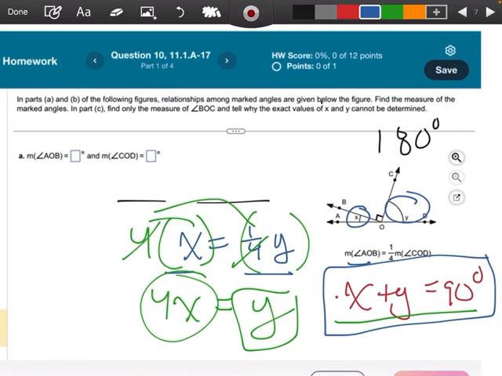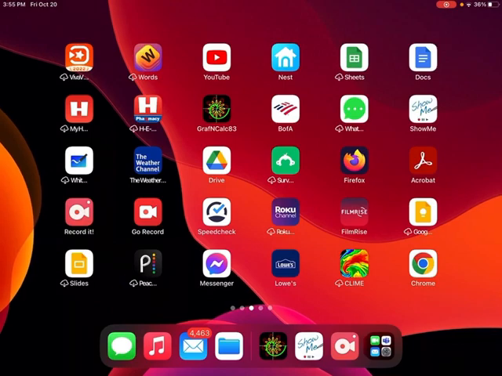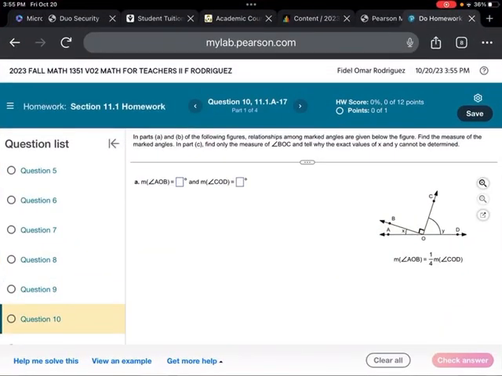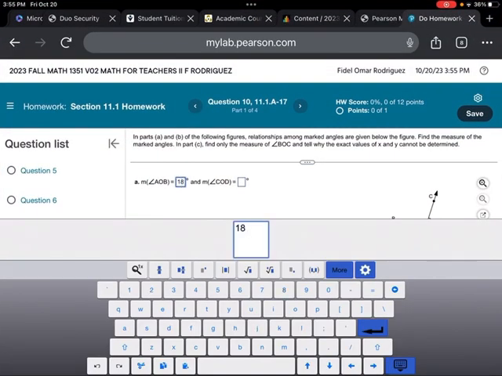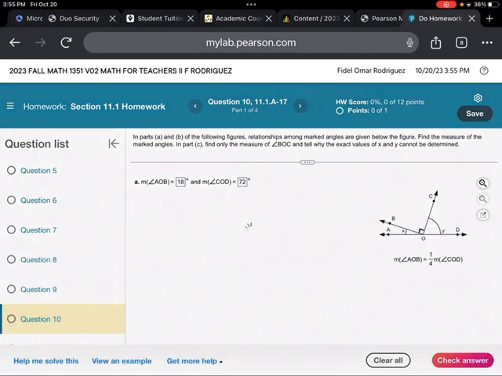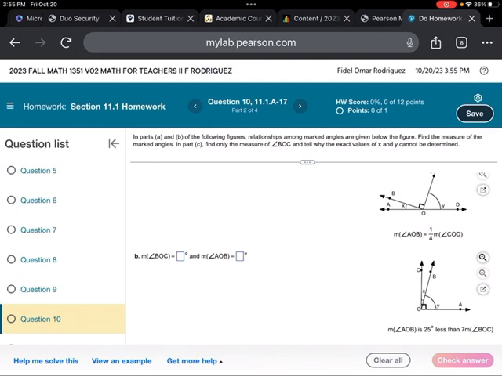So y'all, look, I'm going to come back. I'm going to write on my original picture. So this angle here is 18 degrees, and that angle there is 72 degrees. So look, AOB is 18 degrees, and this one is 72. So guys, I'm going to check my answer right over here. Okay, so I'm in my lab. I'm going to type in 18. Right here, I'm going to type in 72. I'm going to check my answer. Okay, so we're good there.